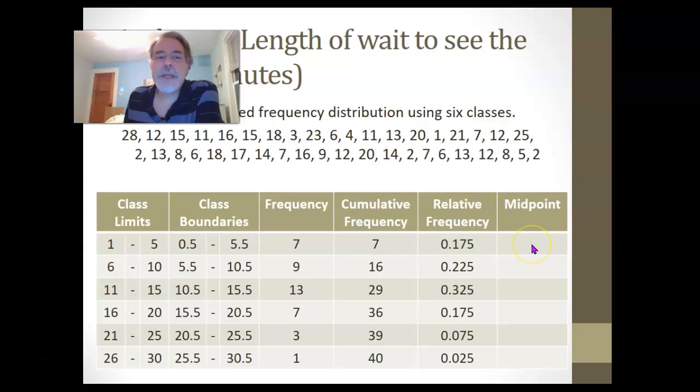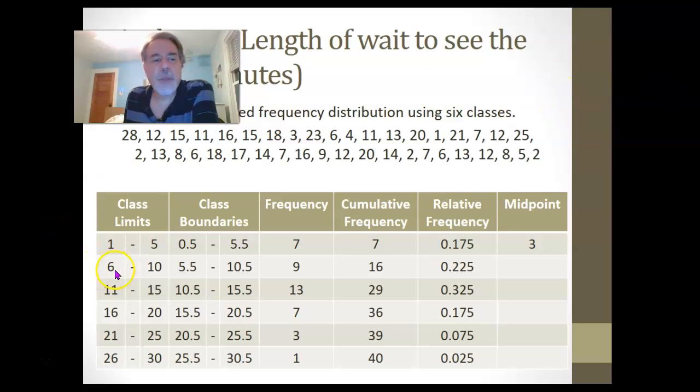And then what about the midpoints? What's the midpoint of the first class? What's halfway between 1 and 5? Well, you might be able to see that right away. We got 1, 2, 3, 4, 5. The middle number is 3. But if you can't see it that way, you can take the 1 and the 5, add them together, which is 6, and divide by 2 to get 3.